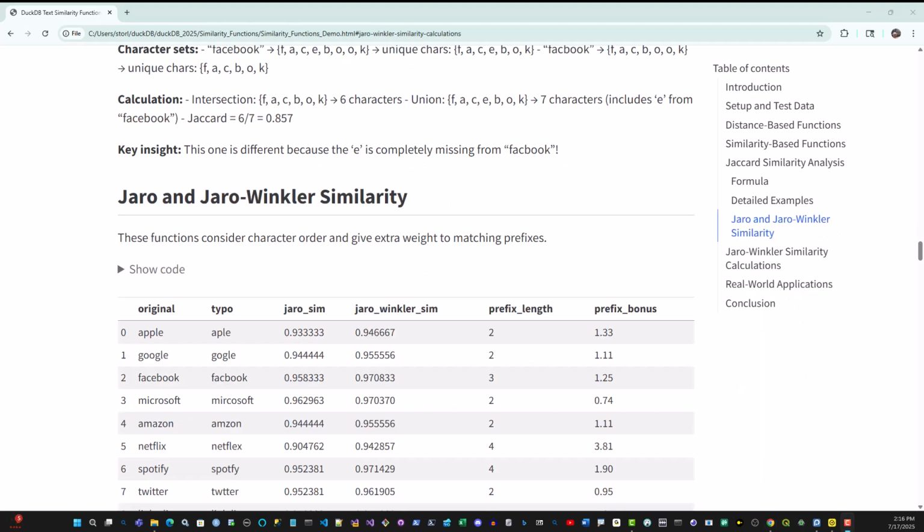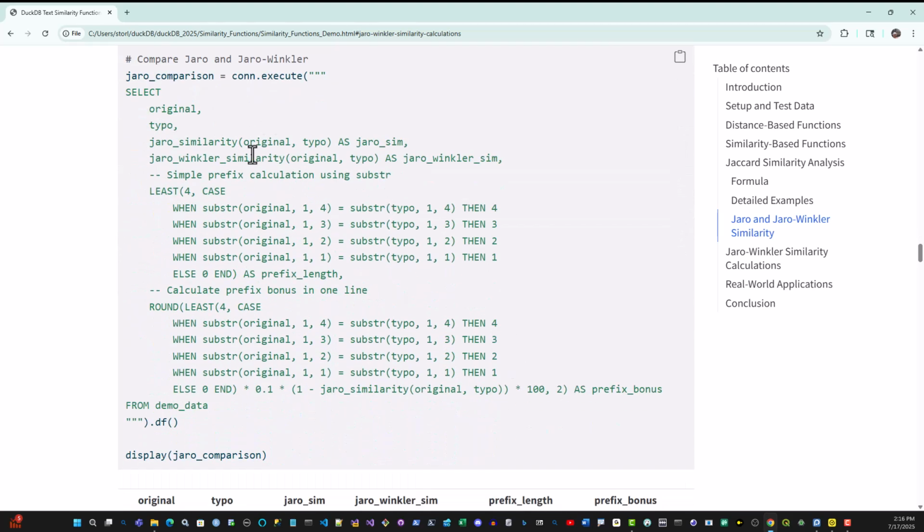The Jaro and the Jaro-Winkler similarity functions are a little more tricky. There's a little more to them, and it's not so simple. As you can see from my code, and I'll go back and forth on this, this is the Jaro function, passing the original word and the typo word, and this is the Jaro-Winkler similarity function. They're all pretty similar in the way you use them. You just supply the typo word and the original word and call the actual function you want to run.